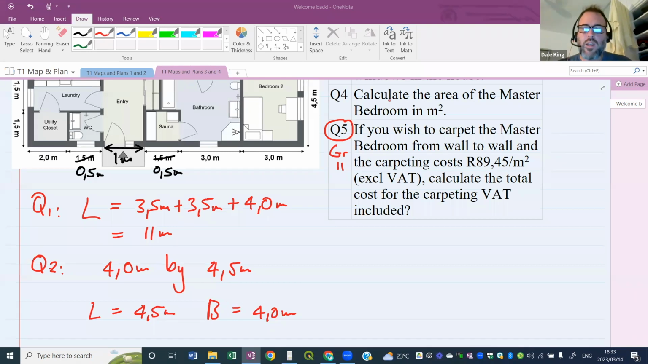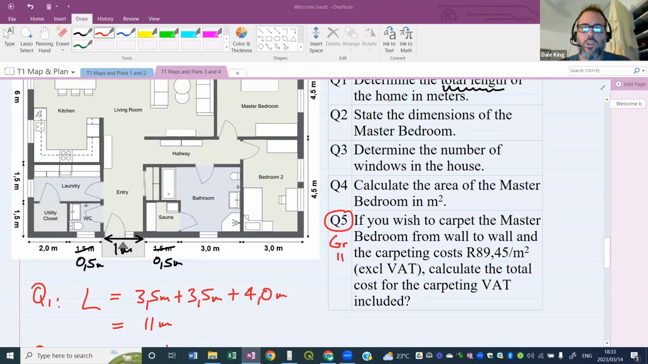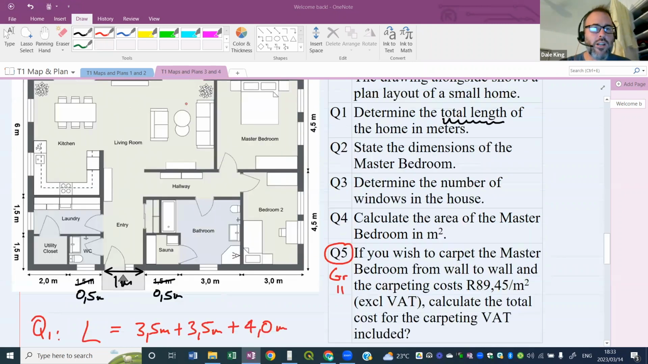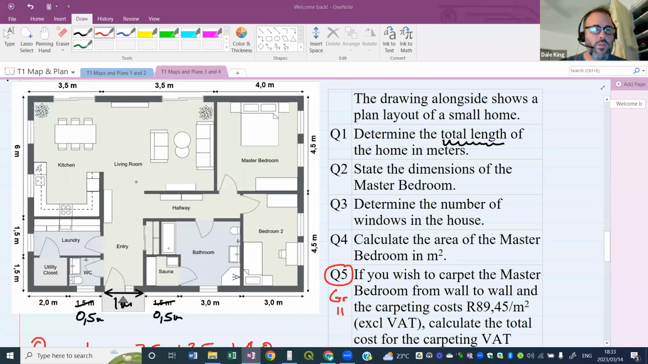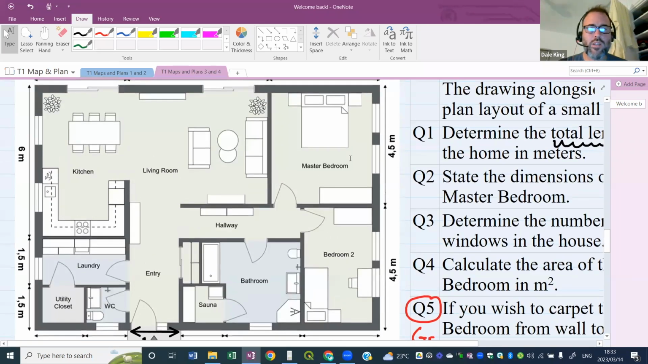All right. Let's have a look at the next question. Number 3. Determine the number of windows in the house. Now I'm going to let you guys stare at the screen for a bit. I'll zoom in a little bit there. We're going to have a whole lot of people pointing at their screens now. I'm sure we're going to have lots of fingers pointing at the screen. Nice and easy question. Not too difficult at all.